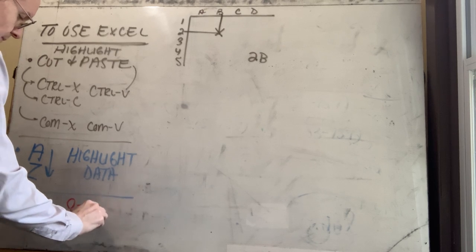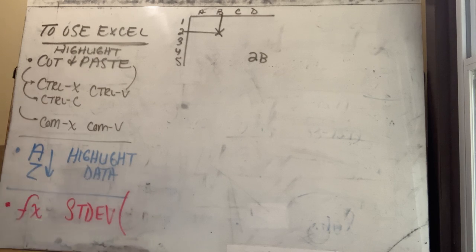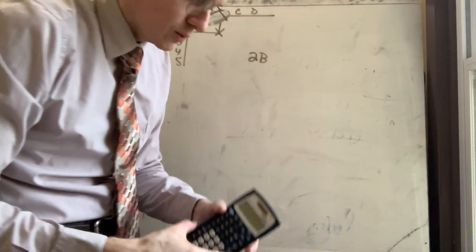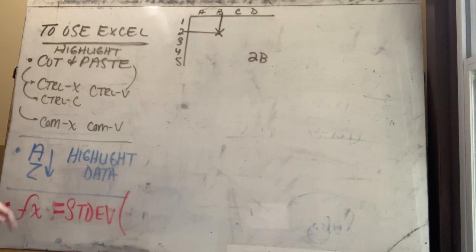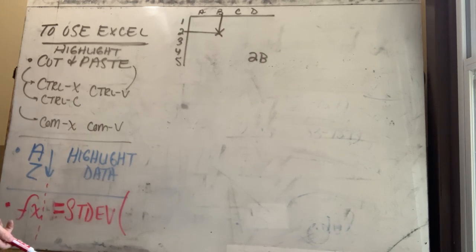It's STDEV, and then an open parenthesis. You have to put equals. It's kind of a glorified calculator. You know how in a calculator you usually press equals last in order to get it to do what you want? In the case of Excel, you hit equals first to indicate that you're writing a function. And if you type STDEV, standard deviation, it will calculate wherever you draw the data from.